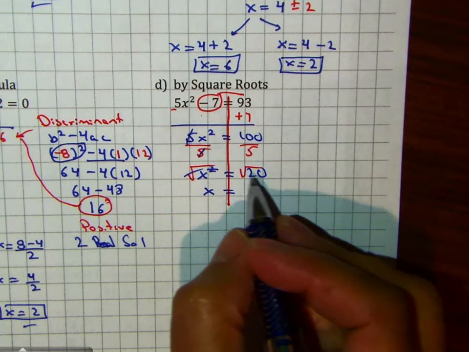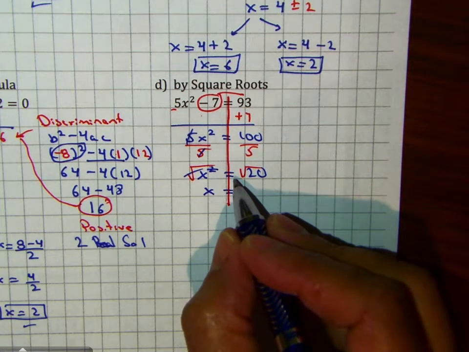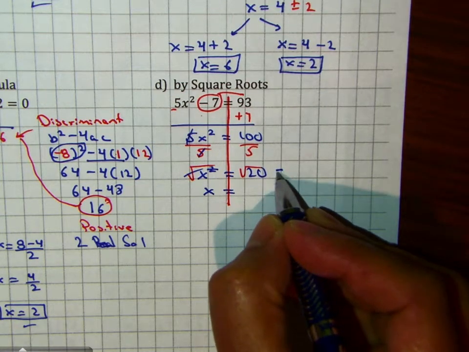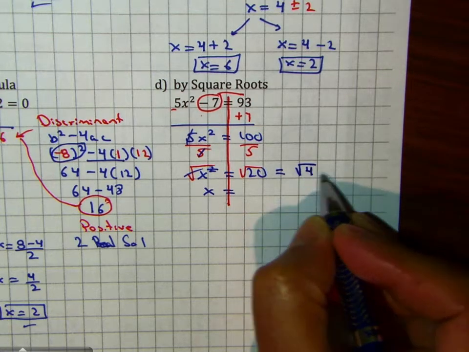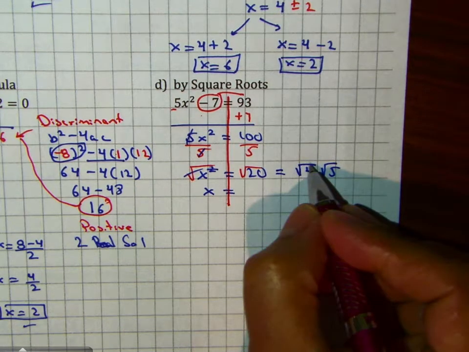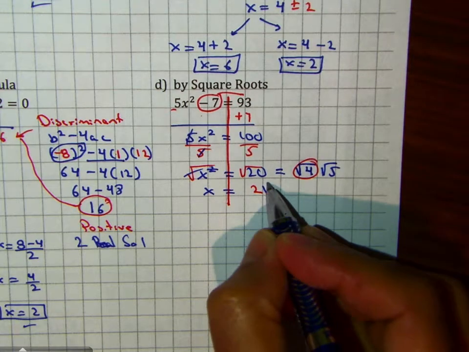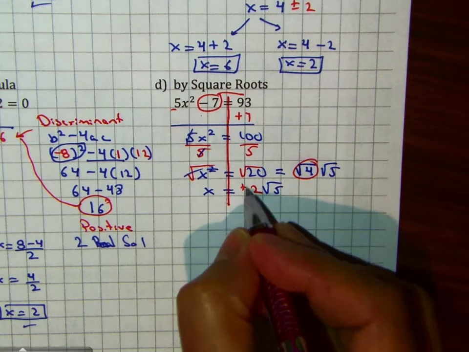To simplify square root of 20, you can do it two ways. You want to use your factor tree or your perfect squares. I'm going to use my perfect squares this time. So which perfect square divides 20? 4. So square root of 4 times the square root of 5 gives you square root of 20. The square root of 4 is 2, and we have a square root of 5. But I forgot something. Correct. I need plus or minus.